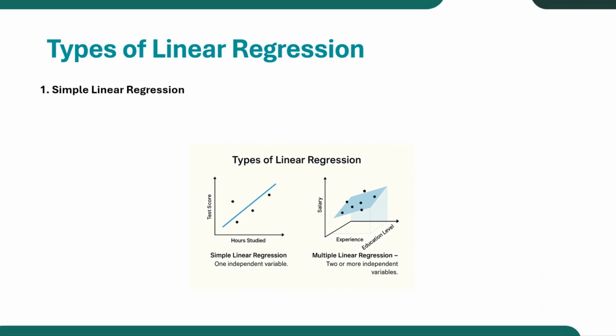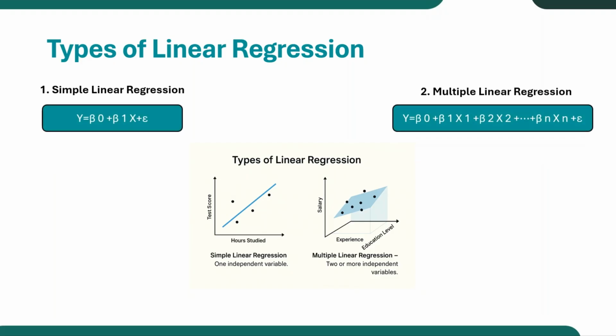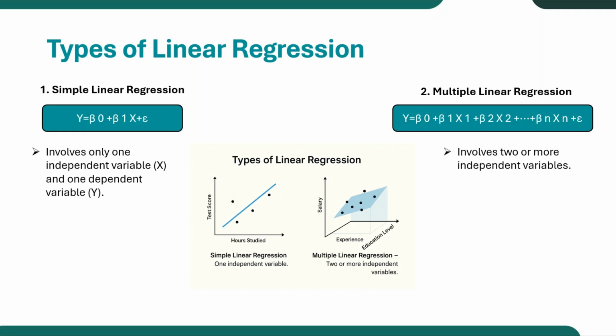There are two main types of regression: simple linear regression and multiple linear regression. Here are the equations. For simple linear regression, y equals beta naught plus beta 1 times x plus an error term. For multiple linear regression, we add more terms for each additional x variable, up to beta n times xn. Simple linear regression involves only one independent variable, x, and one dependent variable, y. In contrast, multiple linear regression involves two or more independent variables.